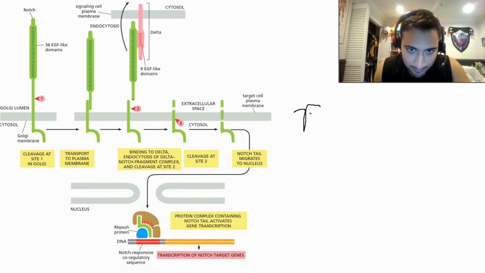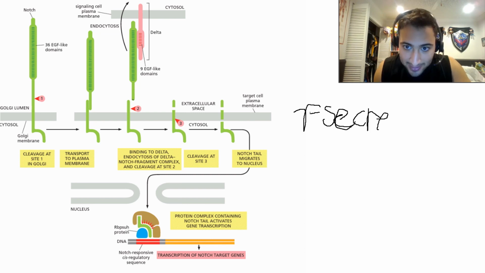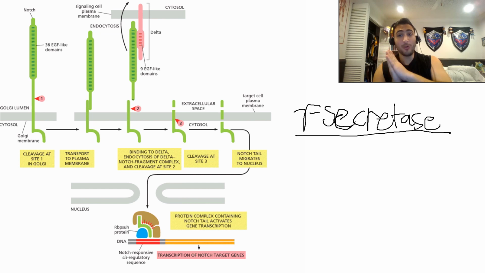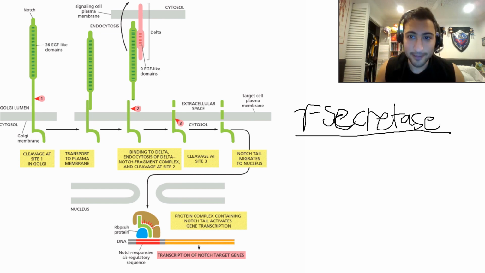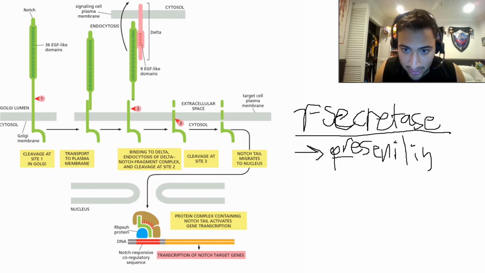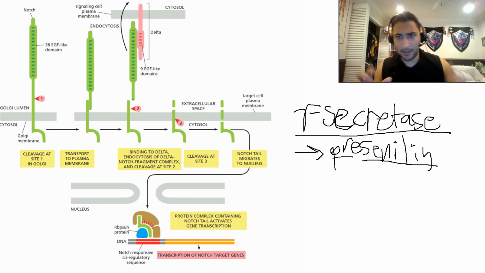Now what I do want you to know is that this cleavage right here is catalyzed by gamma secretase, and that's important. The reason why gamma secretase is important is because one of its components is called presenilin. Presenilin, you can kind of guess from the name, has the word senile in it, and pre. So pre-senile. Let's think about that for a moment.